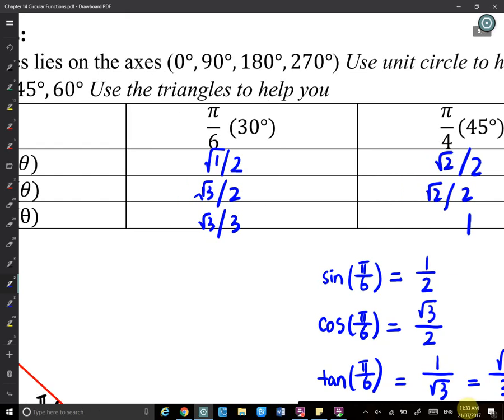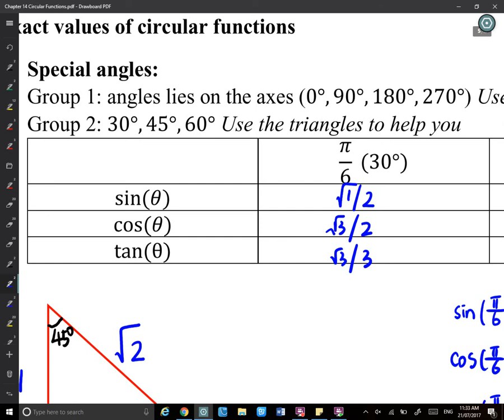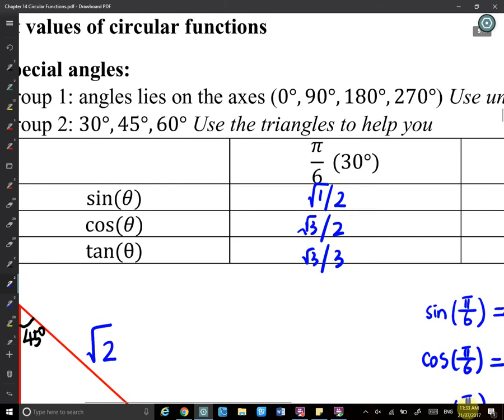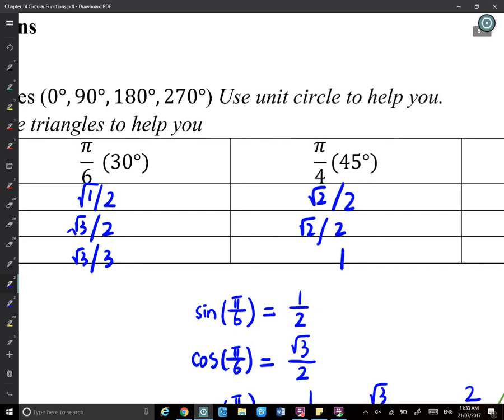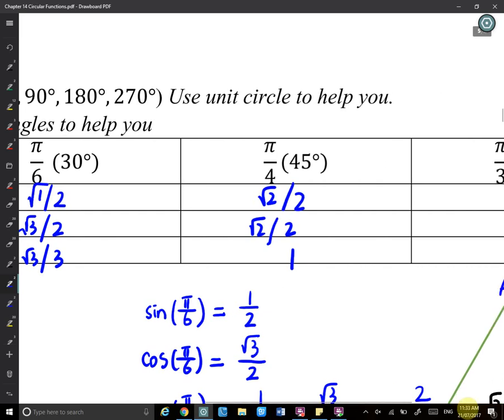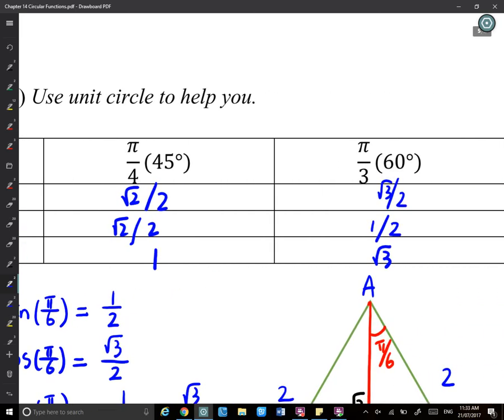And the third row is, you know what is tangent. The tangent is the sine divided by the cosine. So 1 over root 2 divided by root 3 over 2, you will have 1 on root 3, which is root 3 over 3. You just need to do a division. Root 2 over 2 divided by root 2 over 2, same thing, you will have 1. Root 3 over 2 divided by half, which is times by 2, you will have root 3. That's how you find the third row.